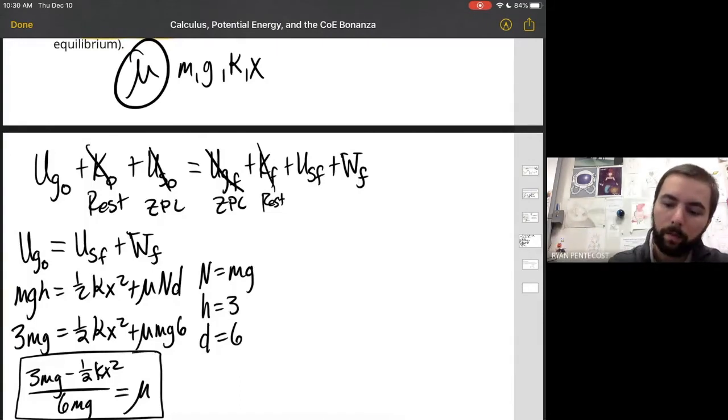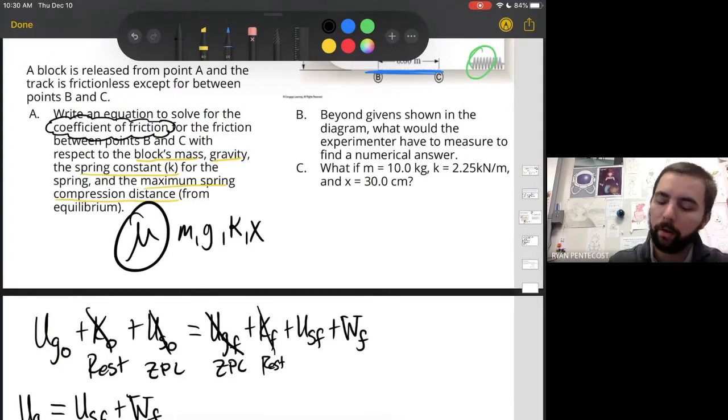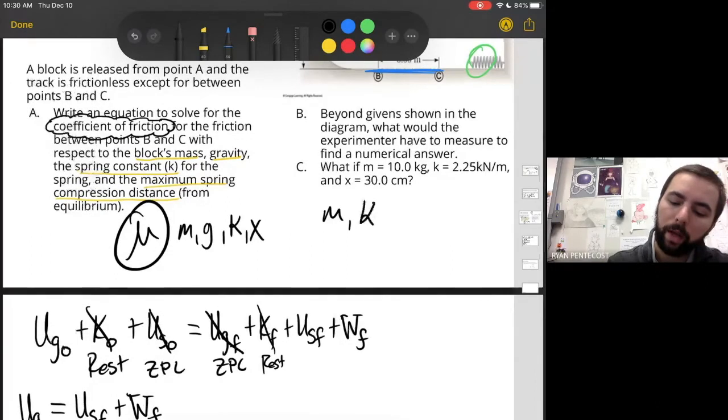Good. Now, let's see what else it asks. Part B, beyond givens shown in the diagram, we have the height and the distance. What would the experimenter have to measure to find a numerical answer? So that they would have to measure mass. We know gravity. They would have to measure the spring constant K and the distance the spring is compressed. And letter C appears to give us M, K, and X. So we can actually solve this.